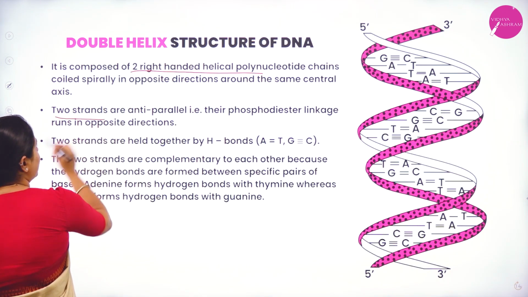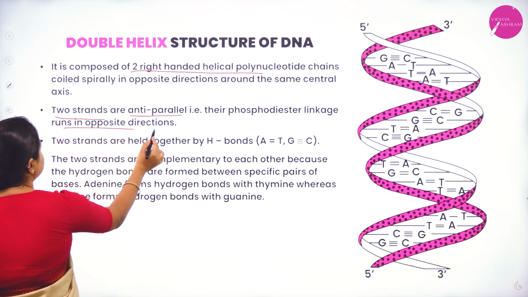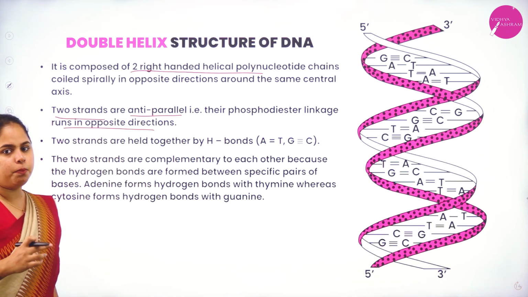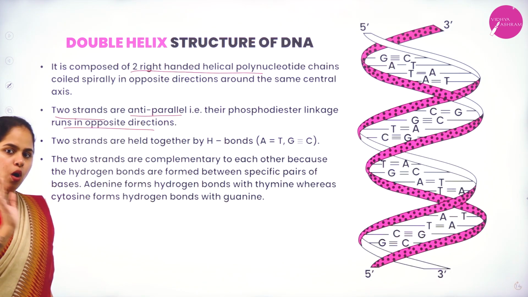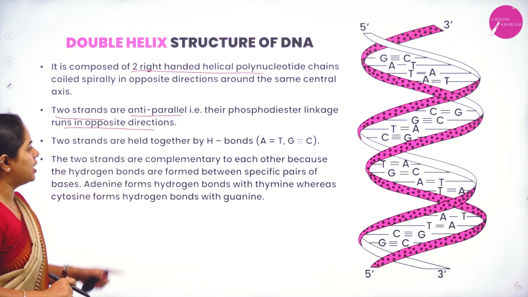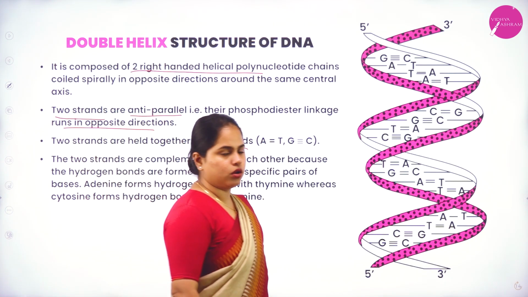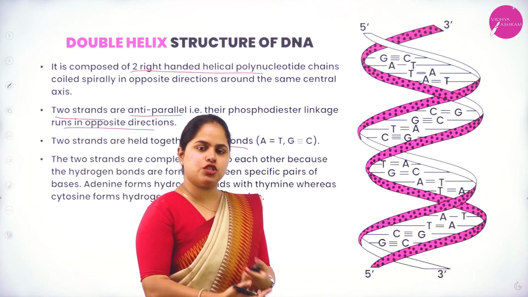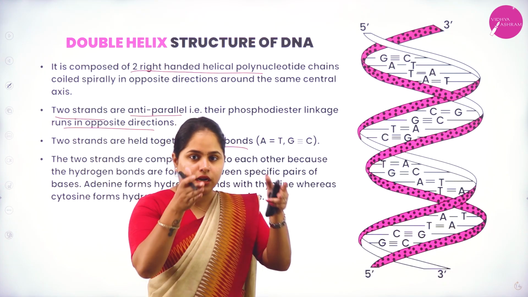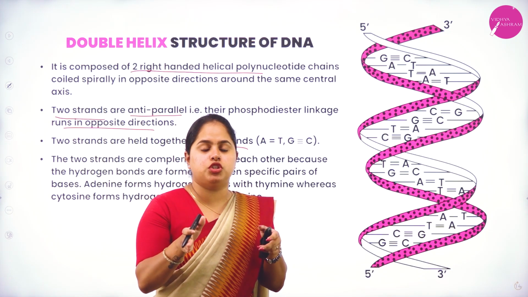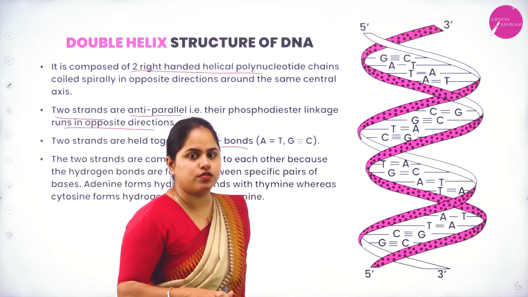Now, these two strands are anti-parallel. That is, their phosphodiester linkage runs in opposite directions. They are not parallel to each other. These two are coiling in opposite directions and these two strands are held together by hydrogen bonds. You can see here also these are two strands coiling in opposite directions. But how are these two strands present in the same position without getting uncoiled? That is because of the hydrogen bonds which are present.